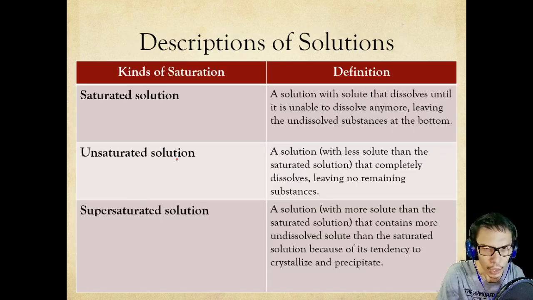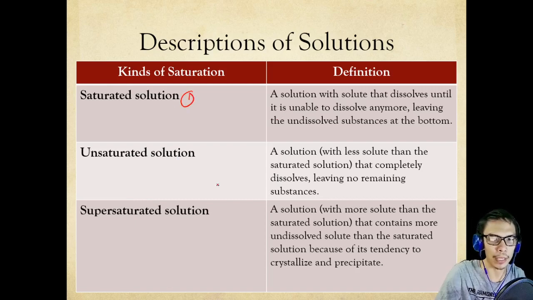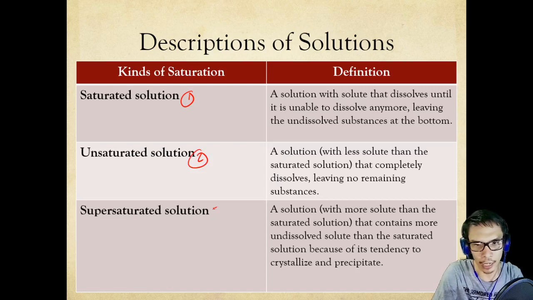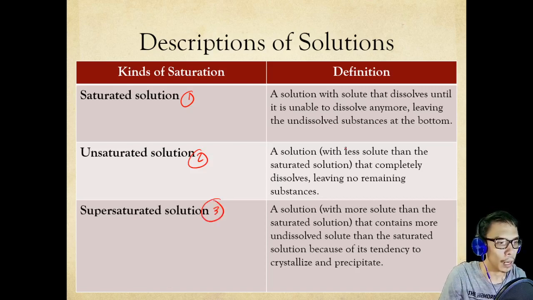Next, we have different kinds of solution. It can be saturated, unsaturated, or supersaturated. So what is the difference between the three of them? The first one, the saturated solution, is a kind of solution in which a solute is dissolved, but there are undissolved solutes found in your solution.